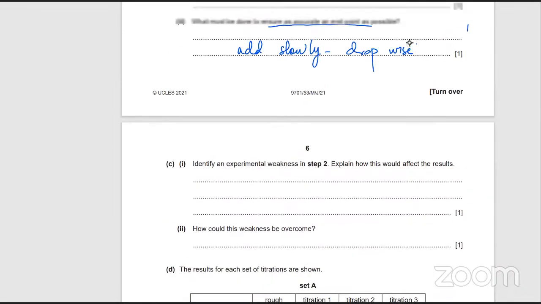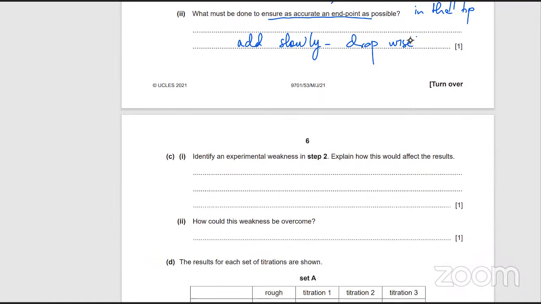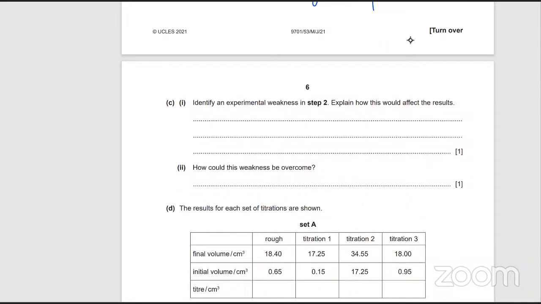नहीं, उससे असल में कहा है, रिपीट से तो रिलायबल रिजल्ट्स हैं, वो बड़ा स्पेसिफिक है. Saying what must be done to ensure as accurate an endpoint as possible? Like how can you ensure you're close to the endpoint? The only way you can be certain is that you're doing it very, very slowly. अगर वो reliable कहता कि how do you ensure reliability, then you repeat, which he is repeating.